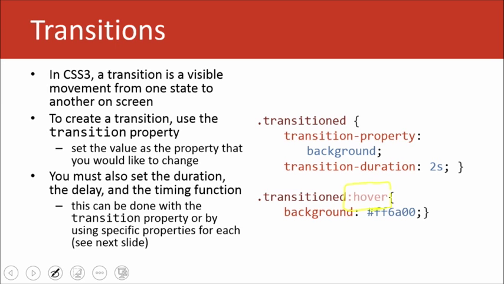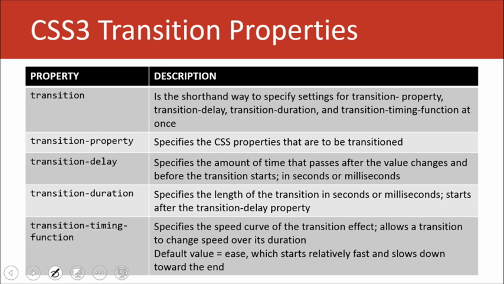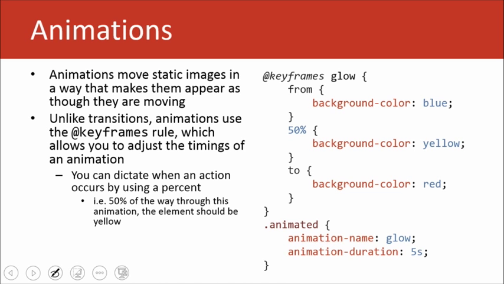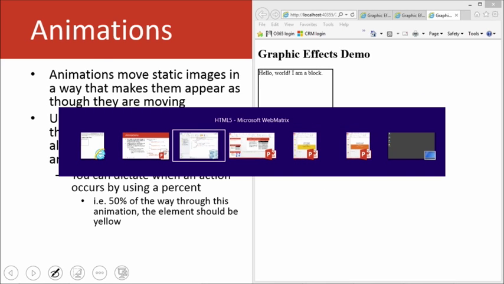So this can be done with the transition property or by using specific properties for each. I'm going to demo this in just a second, but you have transition, transition property, transition delay. Transition is a shorthand for all four of the other properties below. Definitely use the individual properties first before you go on to use transition as a shorthand. It's a great way just to make sure that you know exactly what you're doing first. Right. So let's go ahead and take a quick look and do a demo here.